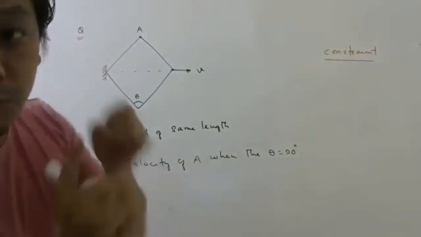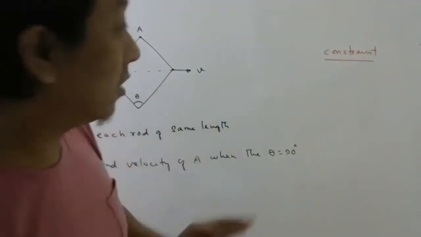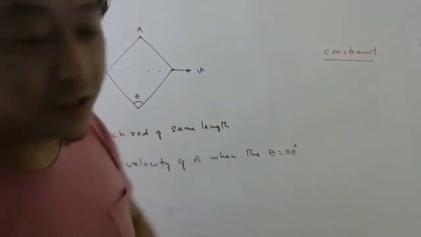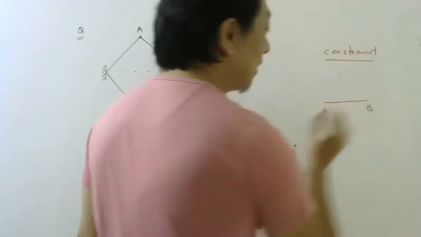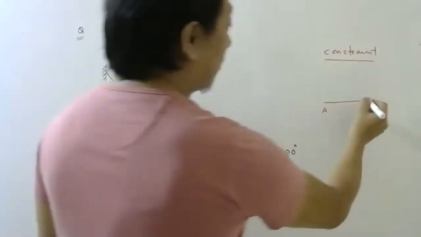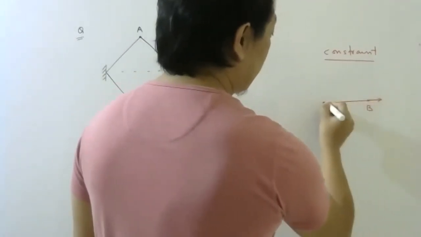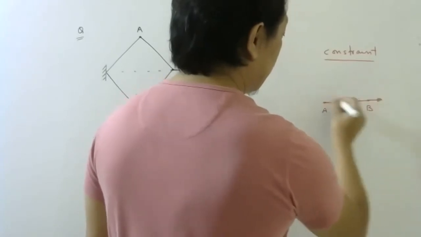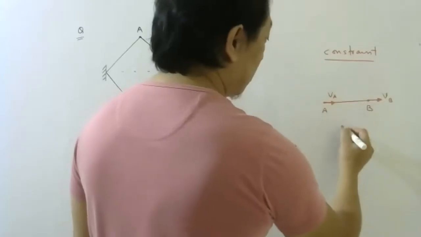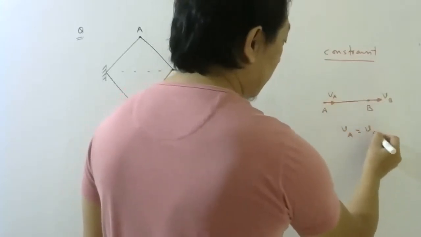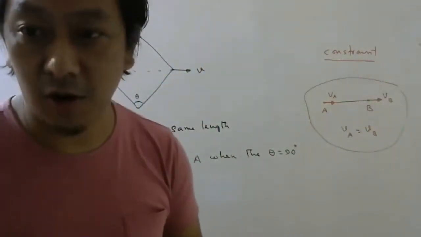Constraint relations: we have pulley constraint, wedge constraint, string constraint. For this we have to apply string constraint. Now, what is string constraint? If there is an inextensible string, then the velocity of any 2 points along the length of the string must be equal. So if this is VA and this is VB, along the length of the string, VA must be equal to VB. Otherwise, the length will either increase or decrease.